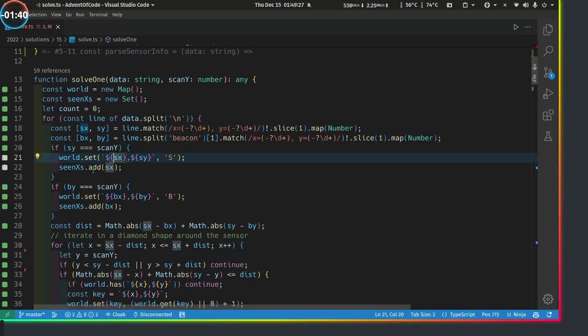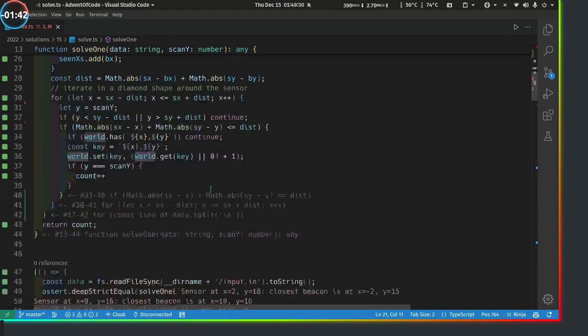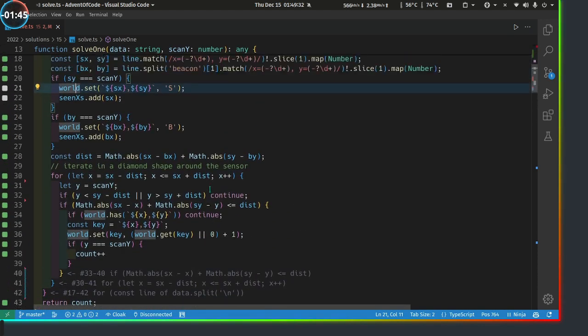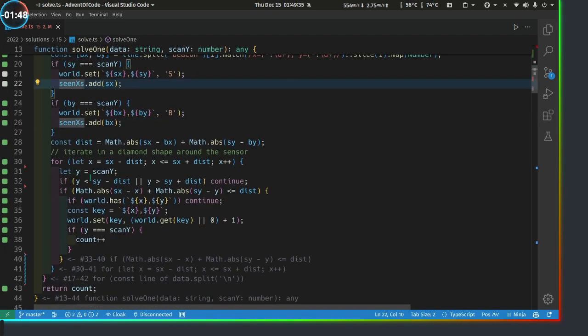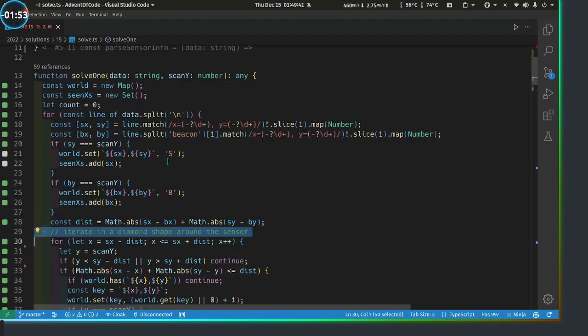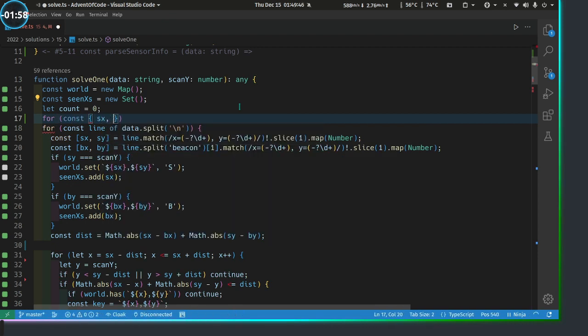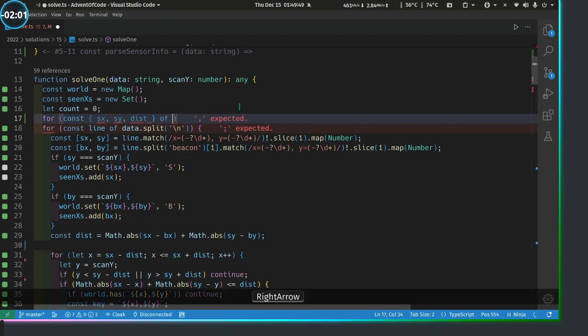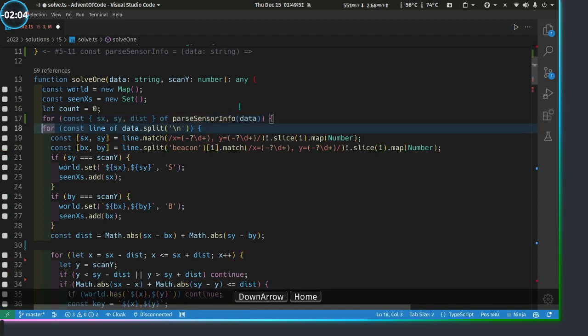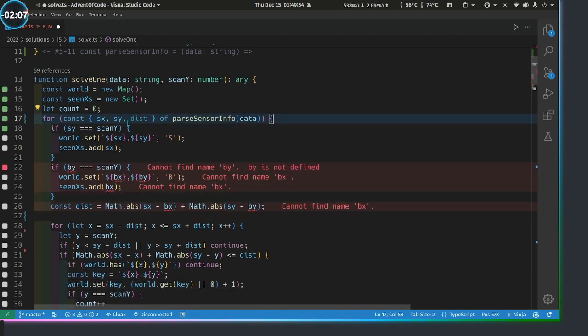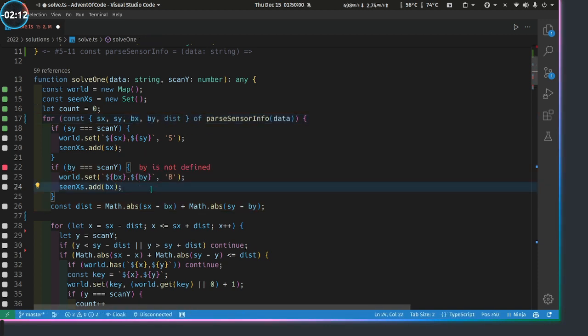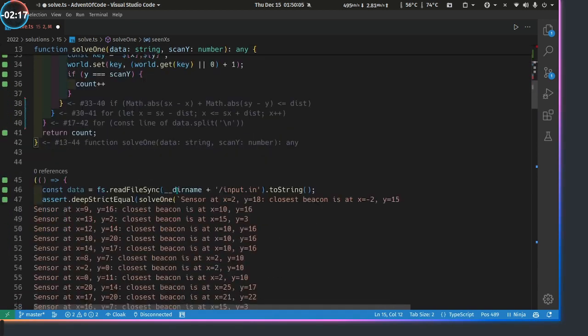So do we need the world? Can we just do the Xs? I guess we never migrated to the Xs, did we? Yeah, okay, that's fun. Well, first let's start producing this with const sx, sy, dist of parse sensor data. Let's see how much we can get rid of. Guess we do need the beacons, but that is much prettier. Okay, so seen Xs is pure, like they're not doing anything in this equation.